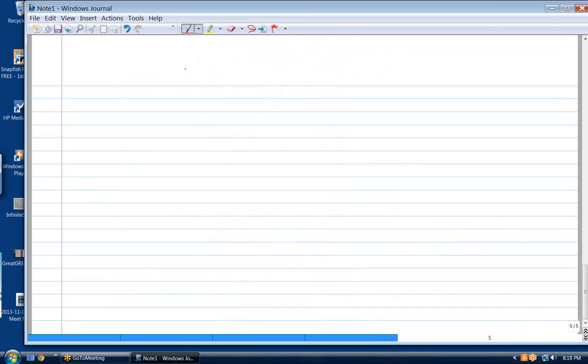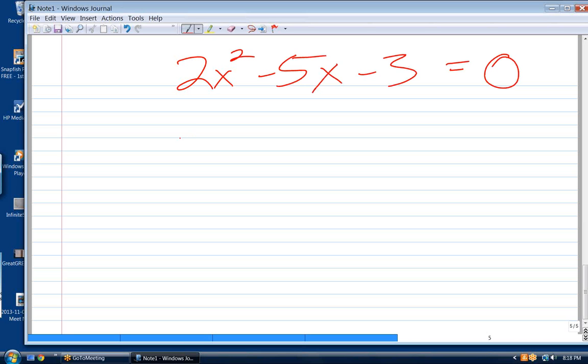Okay. What else you got? 2x squared minus 5x minus 3 equals 0. This one's quadratic formula, but it just says use exact solutions and approximate any radical solutions to the nearest hundredth.